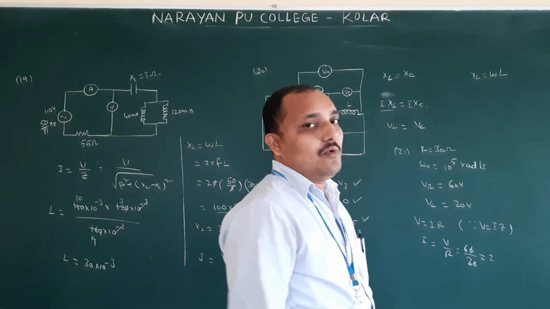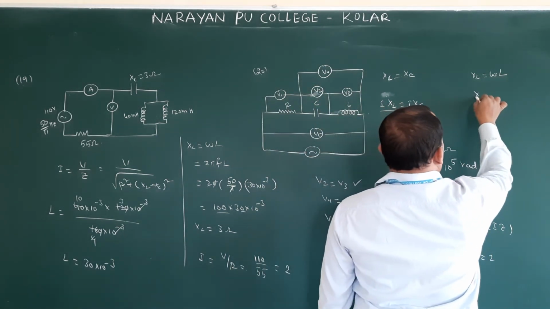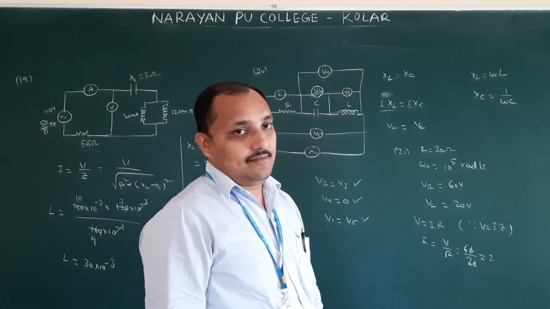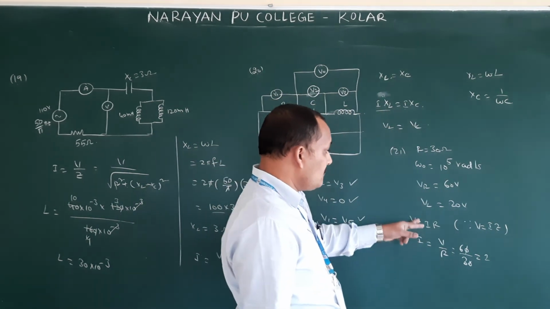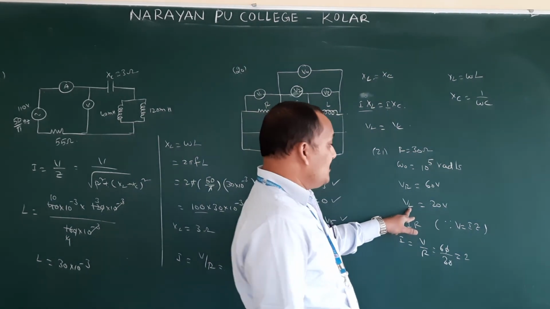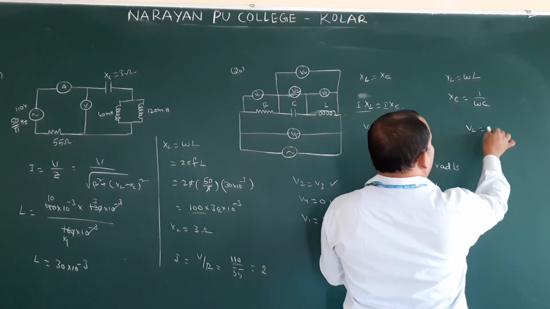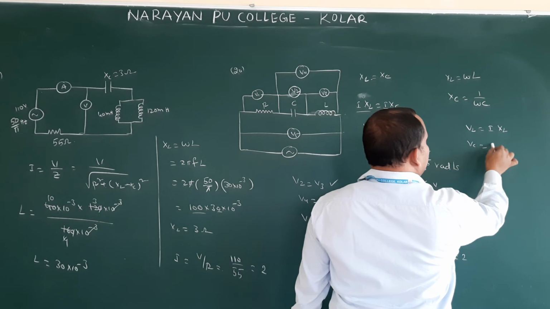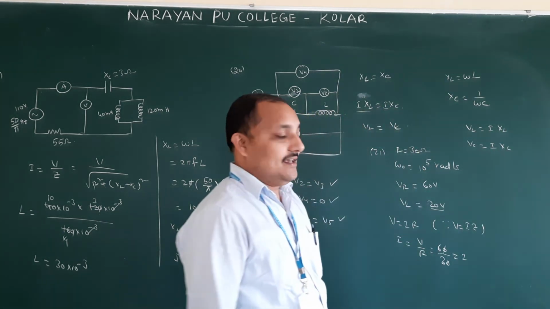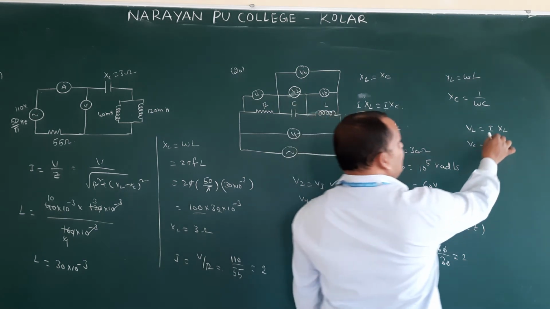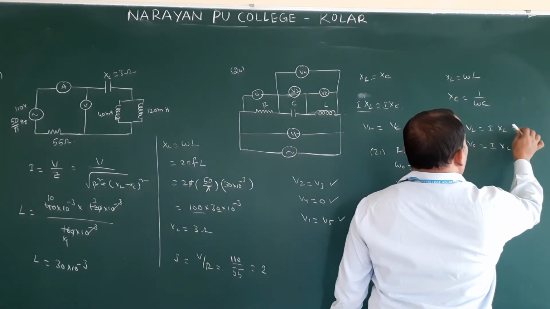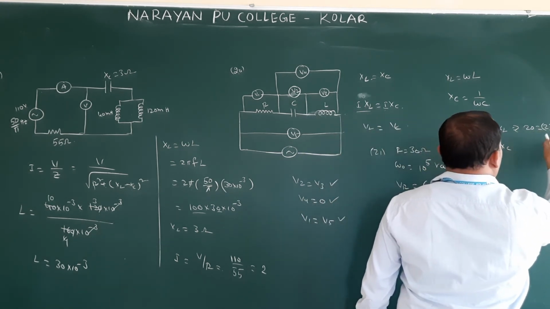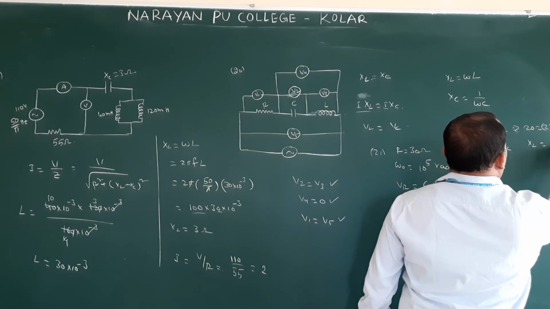XL is equal to omega L, and XC is equal to 1 by omega C. VL they gave, how much? 20. VL is equal to I into XL. Like that, VC is equal to I into XC. I value how much you got? 2. From this equation, VL value is 20. 20 is equal to 2 into XL. Then XL is equal to 10 ohms.